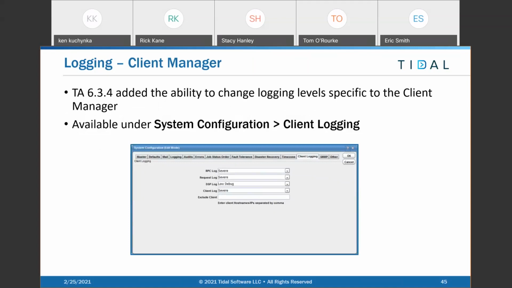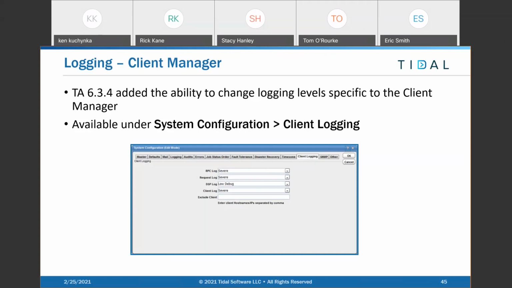Recently added in 6.3.4 of the application, you can now modify the logging levels for the client manager using both the web and the Java client user interface. I know this was a really big deal before, because if you're in a production environment and your client manager needs additional logging, you can't just stop in the middle of the day. We respect that, we understand that. So we created the option to provide additional logging from the system configuration client logging tab. This allows you to dynamically change the client manager logging levels without having to restart the CM service.